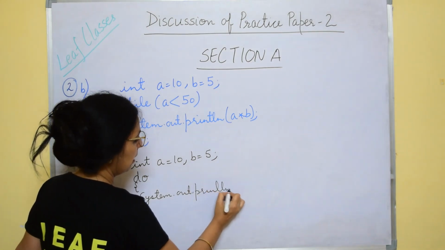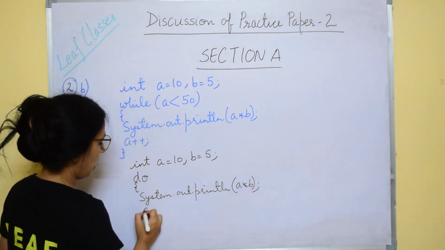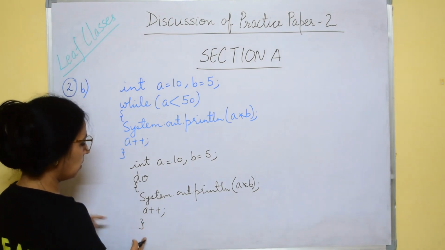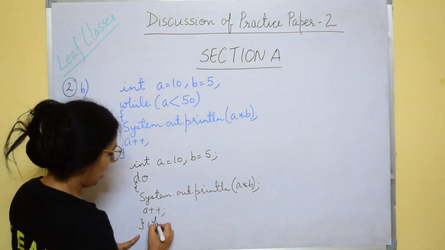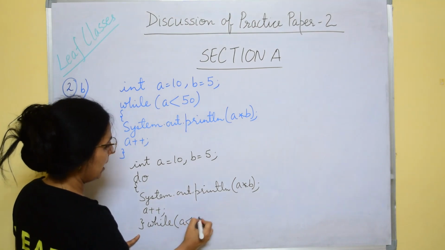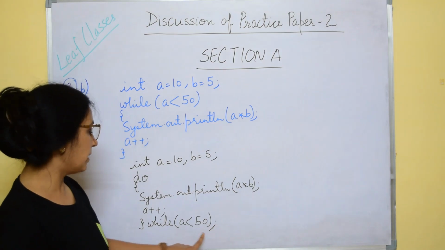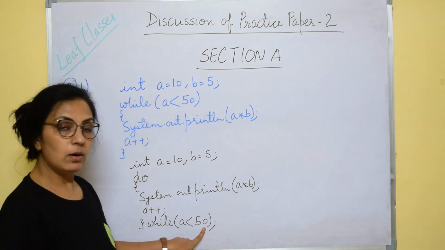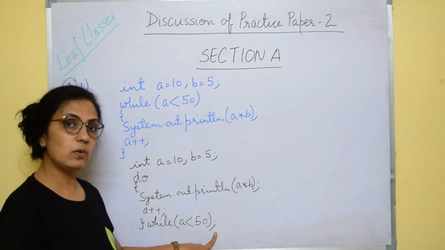System.out.println, and a into b, same, whatever is written, a plus plus, the update expression also like this. Now here we close the loop because it is closed here, and then we end it with while. With while we give this condition a less than 50, and always keep in mind that when we use do while, after closing the bracket of the condition, a semicolon has to be there. Don't miss that, otherwise you will lose marks.